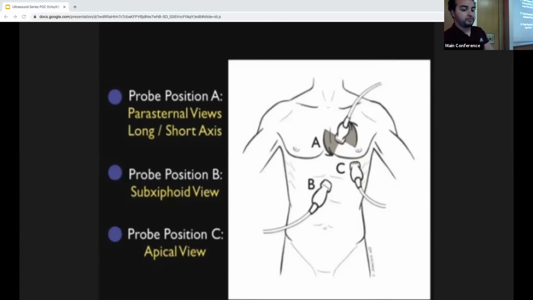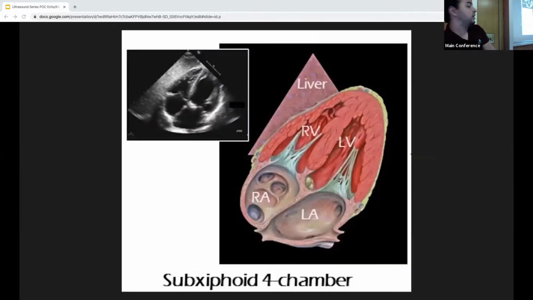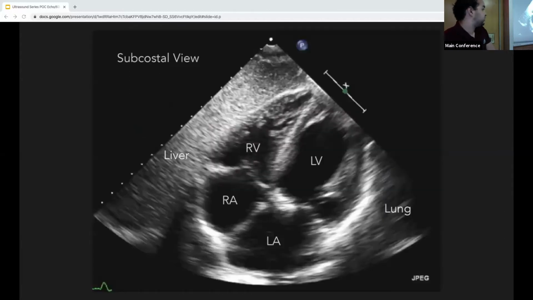If you're having trouble finding the heart, you can use the liver as a medium. Ultrasound waves like to go through dense organs, so it would actually augment the way your image looks. Because you're looking at the bottom of the heart now, looking up, you would see your RV closest to your probe, RV and RA, and then towards the bottom of your screen, you see your left ventricle and left atrium. So this is the image that you would get from your subcostal view.